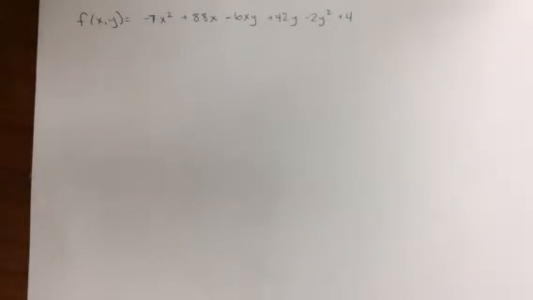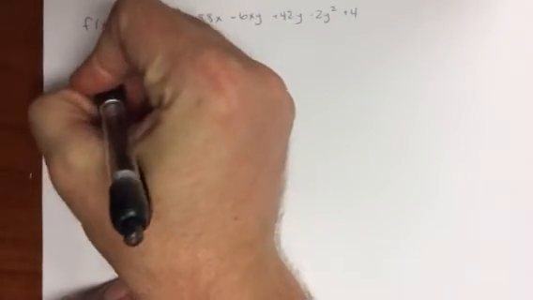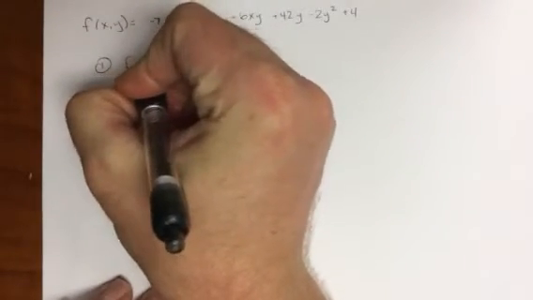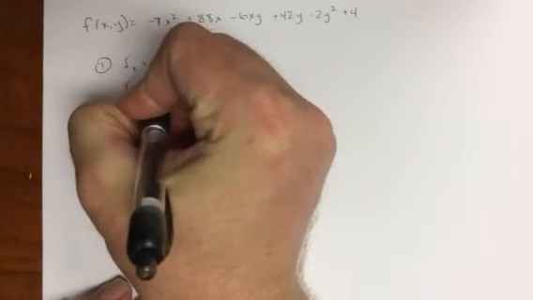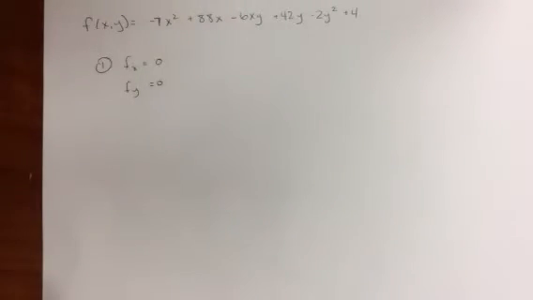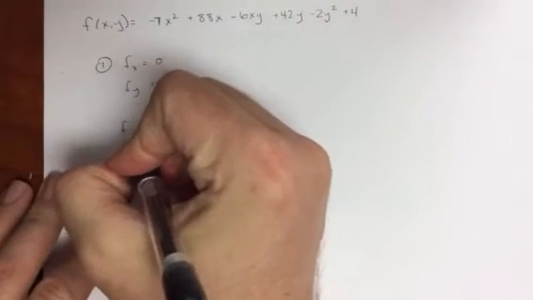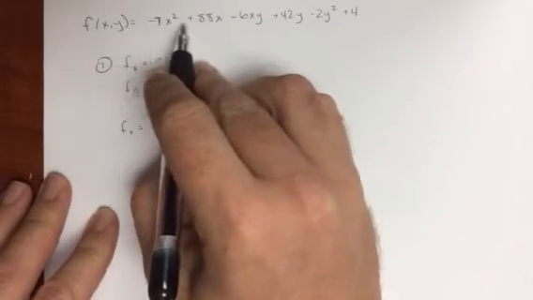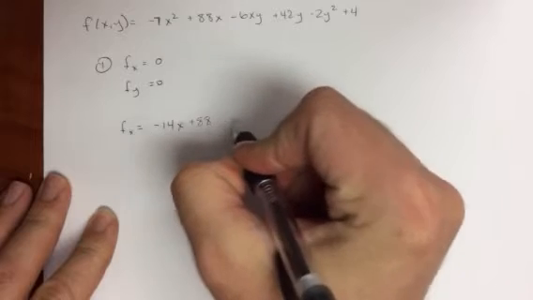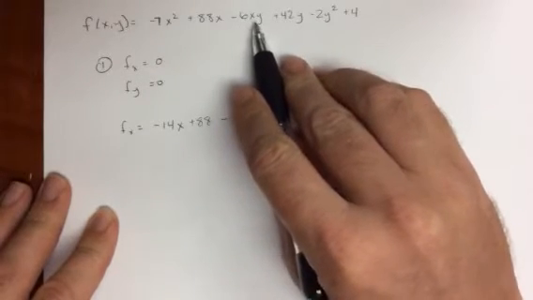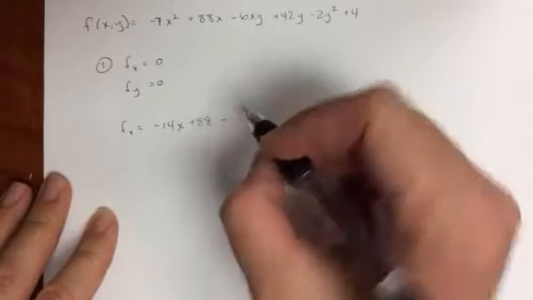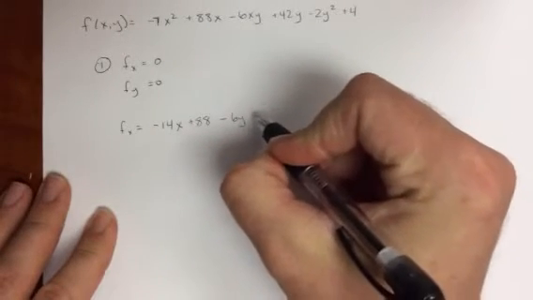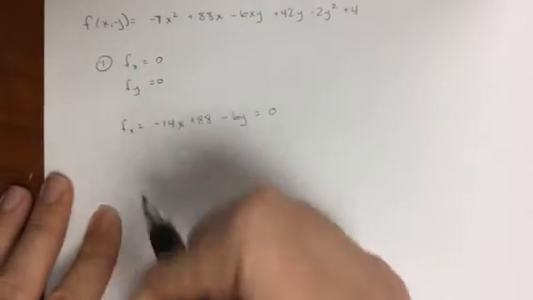So here we have a function, and we need to optimize this function. Well, we know that the first order condition is f sub x is equal to 0, and f sub y is equal to 0. So we need to now take the partial derivative of f of x, y. And so therefore f sub x is equal to minus 14x, which comes from here, plus 88 minus, now here we have our x as our variable, and 6 and y are our constant. So it's just going to be 6y, and we set that equal to 0.